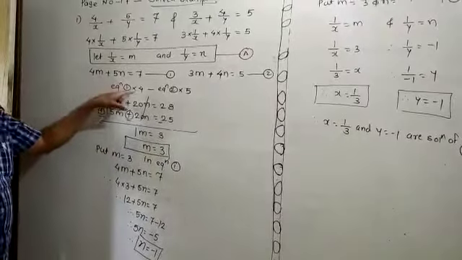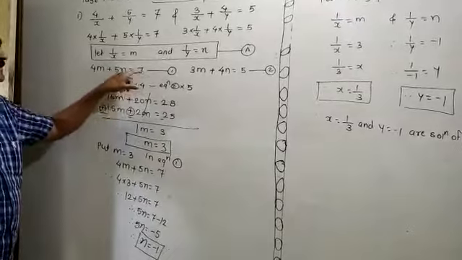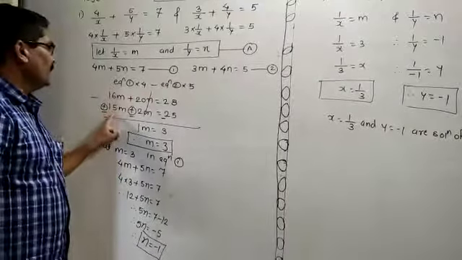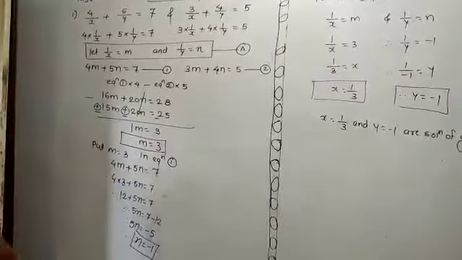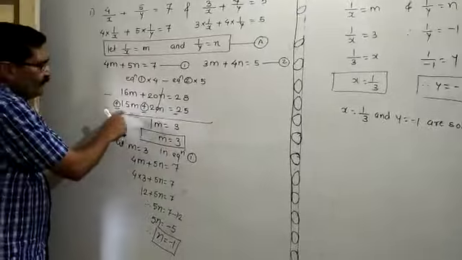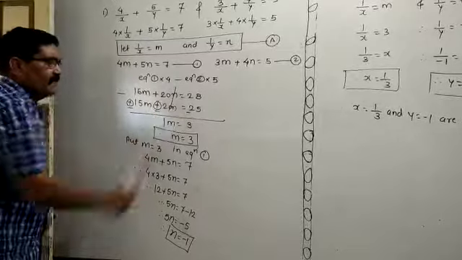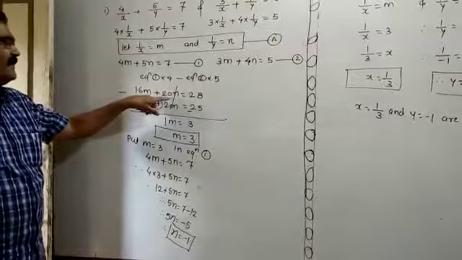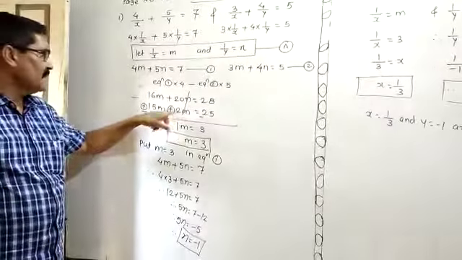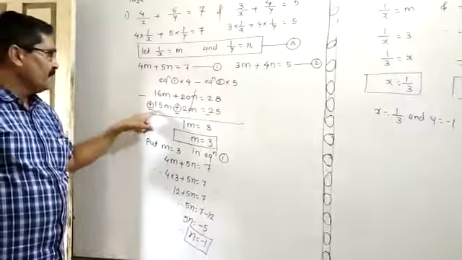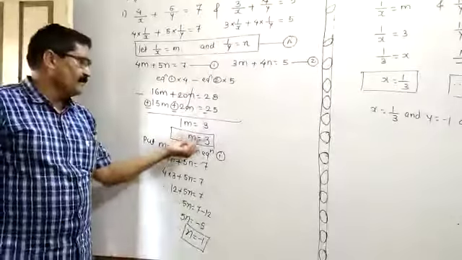Then what you have to do? You have to multiply: 4 4s are 16m, 4 5s are 20n, 4 7s are 28, and 5 3s are 15m, 5 4s are 20n, and 5 5s are 25. Then once you give the minus sign, you have to change the signs of the downside equation. This plus becomes minus. The plus 20n and minus 20n you have to strike, because same terms have the opposite sign. Then 16m minus 15m is equal to 1m is equal to 3. Therefore m is equal to 3 will come.